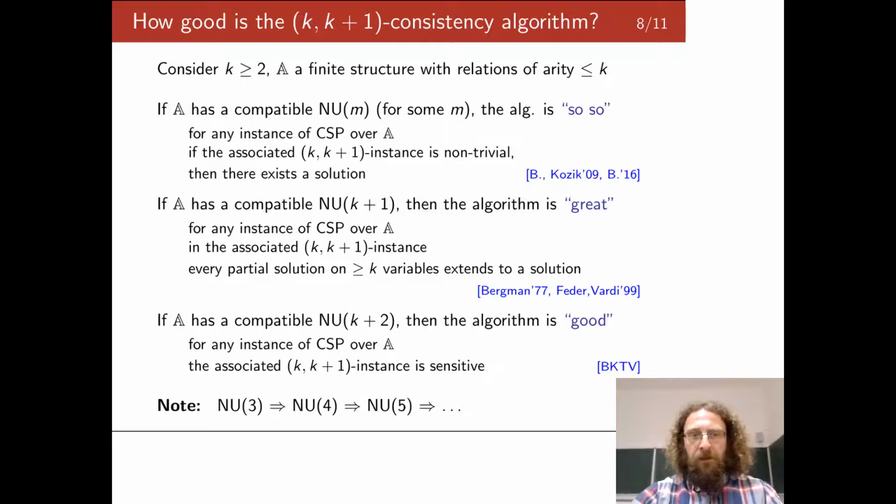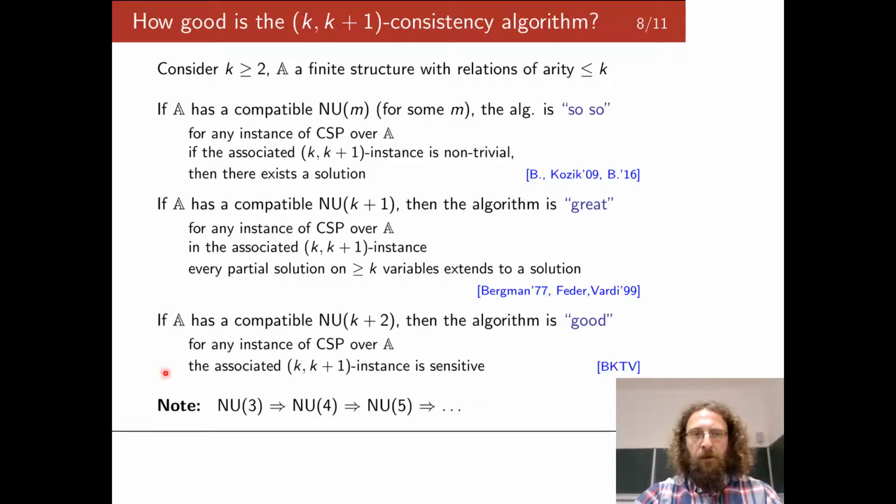Our result implies the following. If A has a compatible near unanimity operation of arity k plus 2, then the algorithm is good, meaning for any instance of the CSP over A, the associated k plus 1 instance is sensitive. In other words, in the associated k plus 1 instance, every partial solution on k variables extends to a solution.